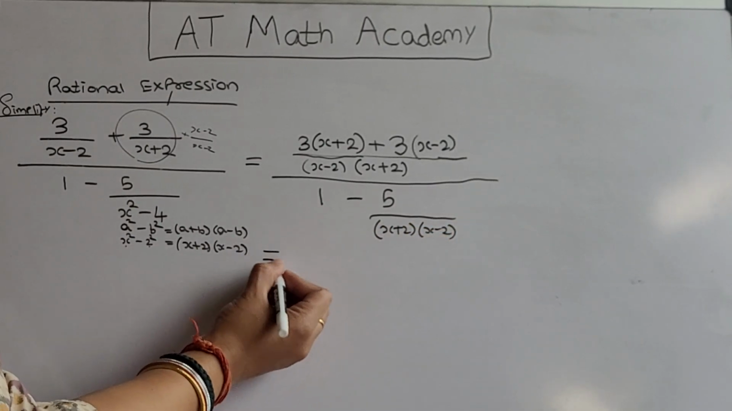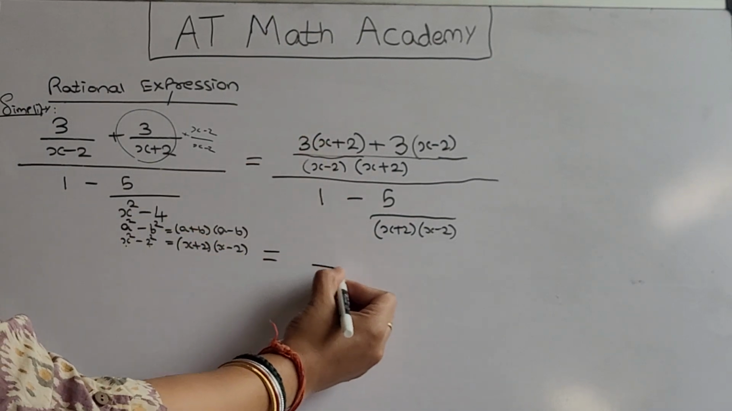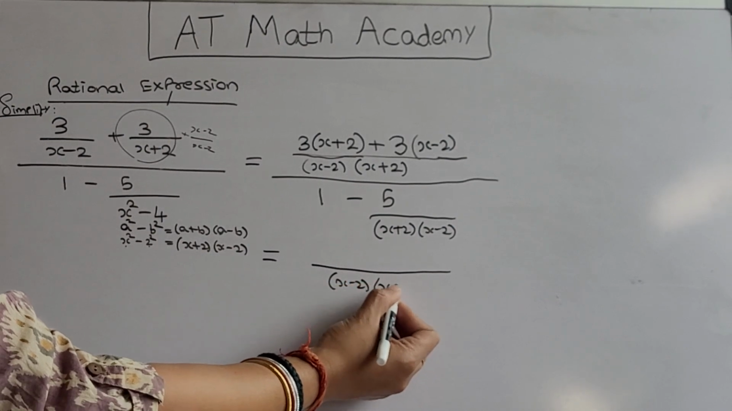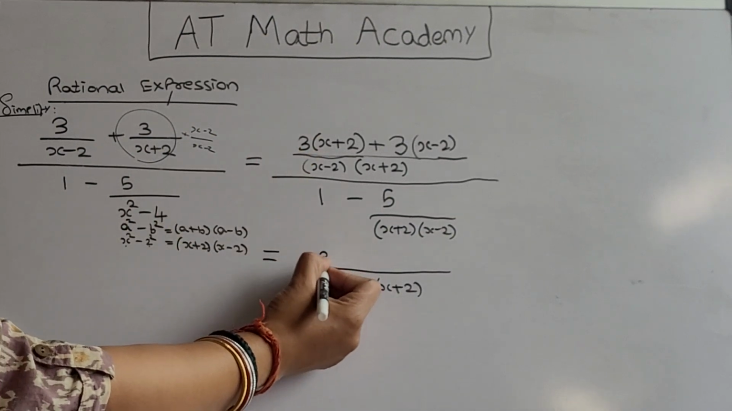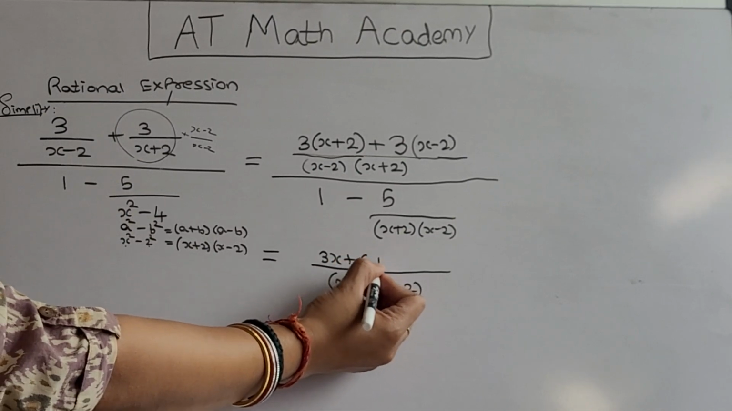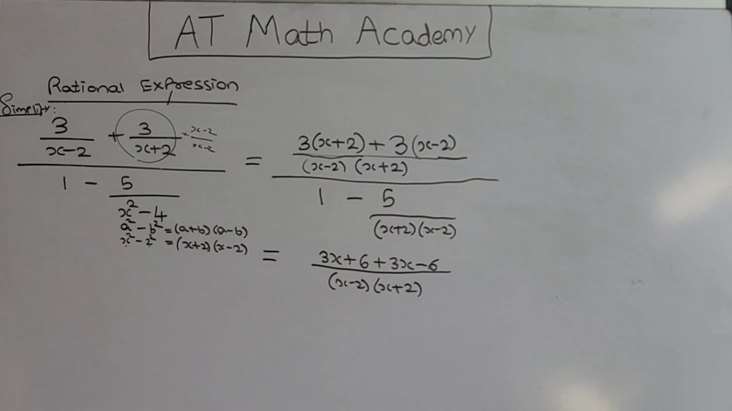Moving forward, we are rewriting the numerator x minus 2 into x plus 2 and multiplying the terms here. 3 times x is 3x, and 3 times 2 is 6, and 3 times x is 3x, and 3 times 2 is 6.